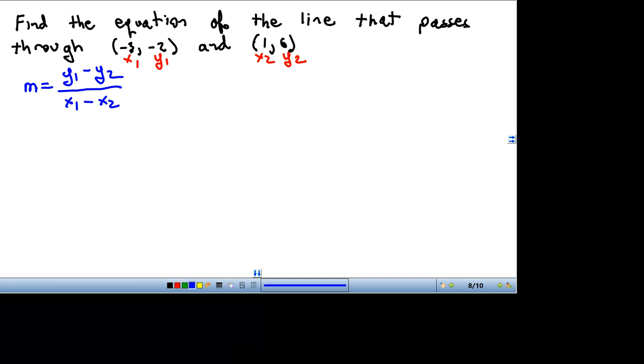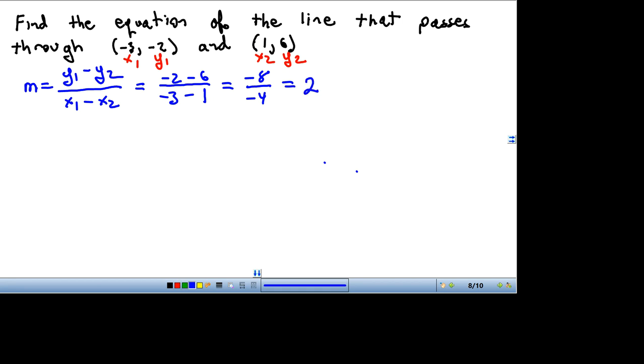So when I plug it in, I have negative 3 minus, I don't even know why I wanted to add that parentheses. I mean, I could. No reason to. Minus 1. And now I have negative 2 minus 6. So negative 2 minus 6 is negative 8. Negative 3 minus 1 is negative 4.